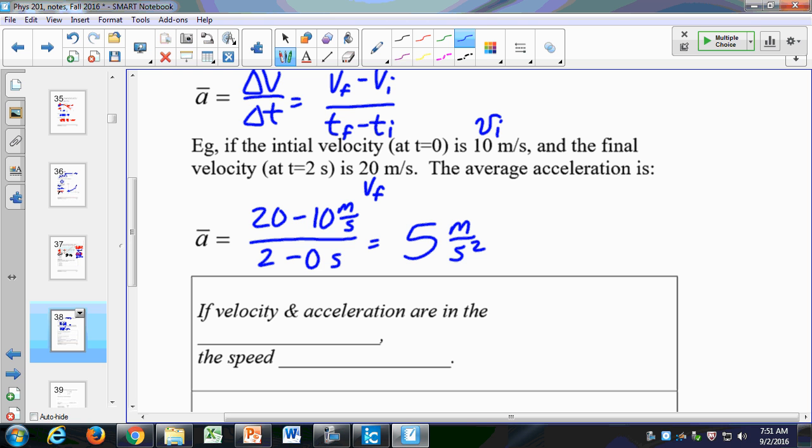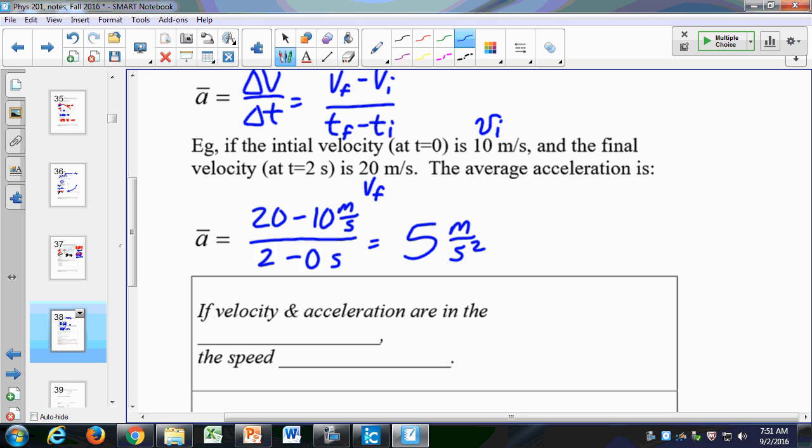Those are the units for acceleration, meters per second squared. We had meters per second over seconds, so that's meters per second squared. Meters over seconds times seconds. You can also think of this as how the meters per second change over a given time interval. So it's meters per second per second.